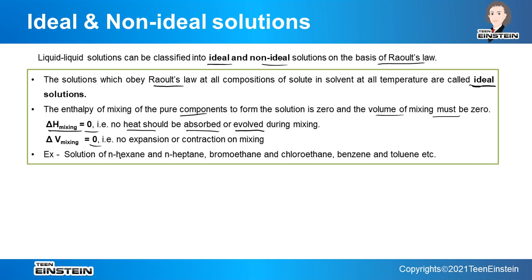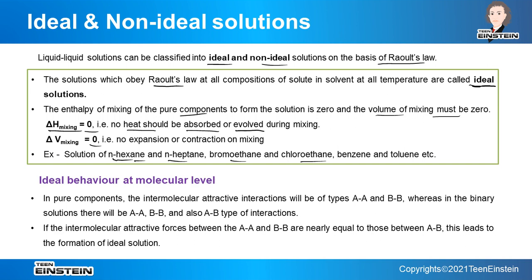Fine. We have some examples here: n-hexane, n-pentane, heptane. Both are hydrocarbons, having a similar kind of nature, right? The only difference is in the number of carbons. Then bromoethane and chloroethane, again similar type of molecules. The only difference is bromine and chlorine, these two different atoms present in the two compounds. And benzene and toluene, again the same type of compound. So you will mostly see that in ideal solution examples, the two components present are mostly of similar type.